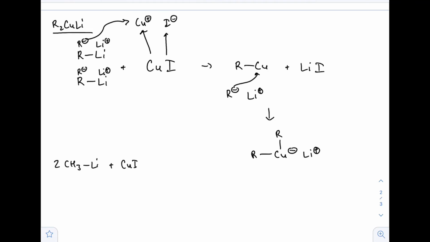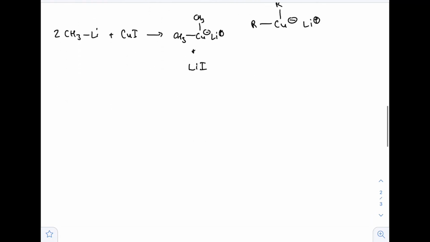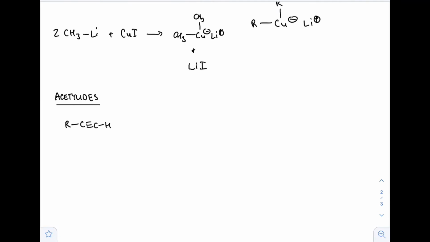Okay, so here's a practical example. We have 2 methyl lithiums and a copper iodide, and we get our dimethyl organocuprate. Okay, and that's pretty much it for the preparation of these guys. So the examples are very simple because it is simple, but it's going to take some practice just so that you get to the point where it is just kind of second nature and you don't have to put any thought into it. Okay, but moving on to acetylides.